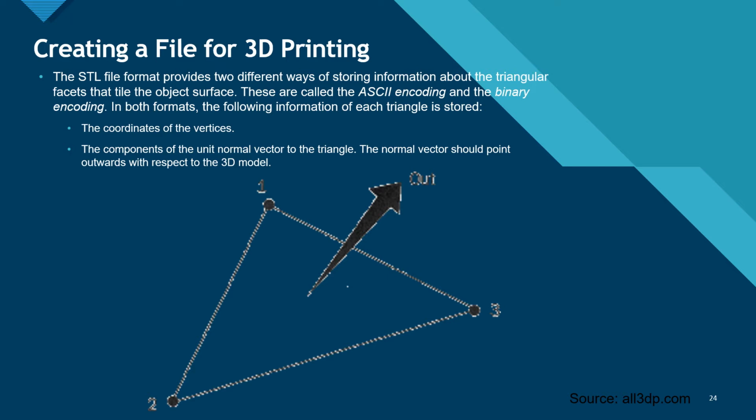In both formats, the following information of each triangle is stored: the coordinates of the vertices and the component unit normal vector to the triangle. The normal vector should point outwards with respect to the 3D model.